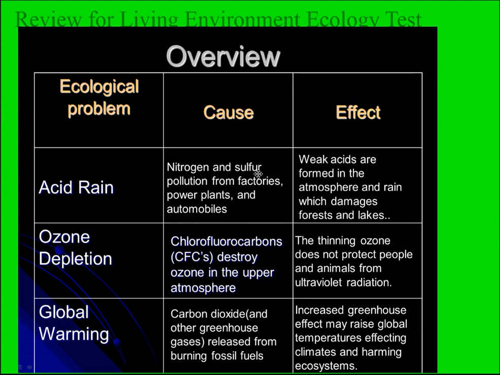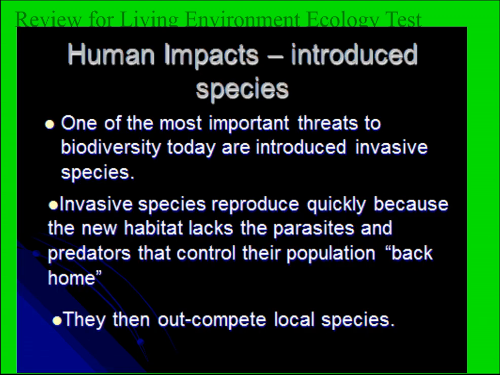Introduced species. One of the most important threats to biodiversity are introduced invasive species. Invasive species reproduce quickly because the new habitat does not have the parasites or predators to control their population. They then outcompete local species.